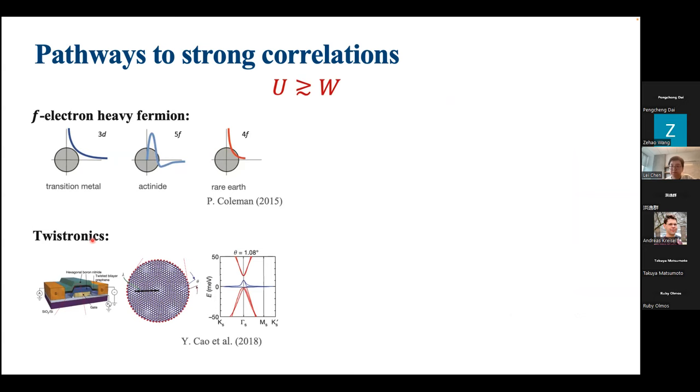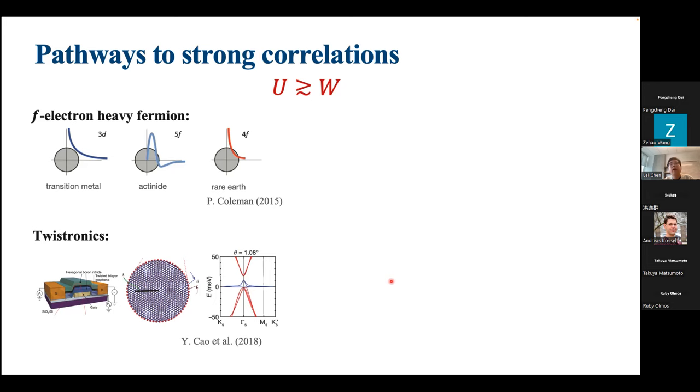As you stack two layers of graphene on top of each other and make a small twisting angle, you introduce the so-called Moiré potential into the system, which smashes the big Brillouin zone into small pieces, which we call the Moiré Brillouin zone. Inside this Moiré Brillouin zone, through tuning of the angle, the bandwidth can be very, very small.